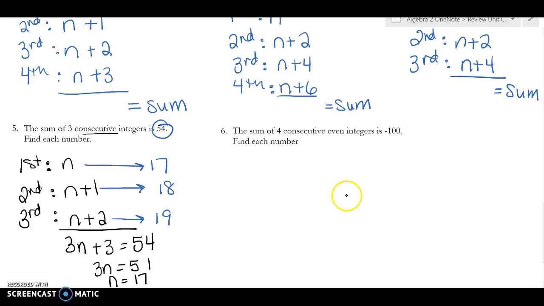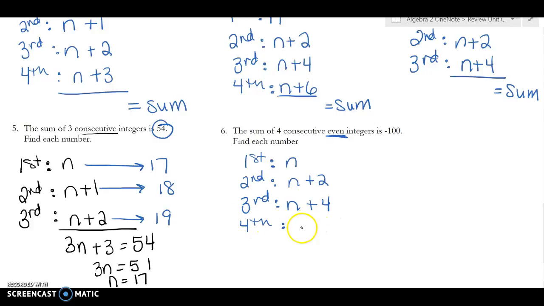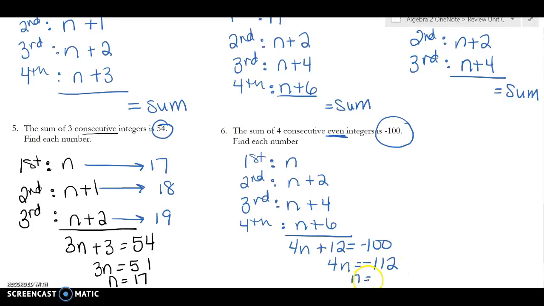All right, same idea for this one. This time it's even, so that means I'm not going up by 1, I'm going to go up by 2. So my first one is n. My second one is n plus 2, because even numbers are 2 away. My third number is n plus 4. And my fourth number is n plus 6. Those are supposed to give me a sum of negative 100. So that's 4n plus 12. So I subtract 12 on both sides, and I get negative 112. And I divide by 4, and I get negative 28.